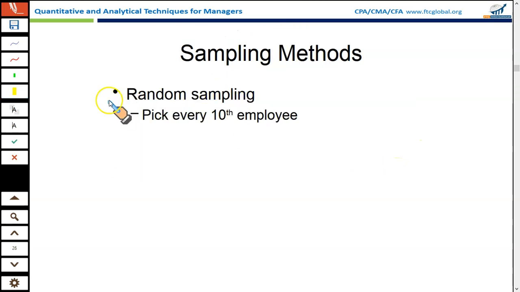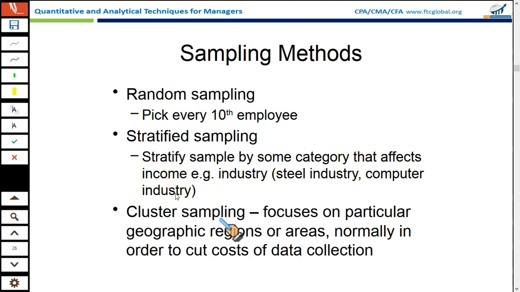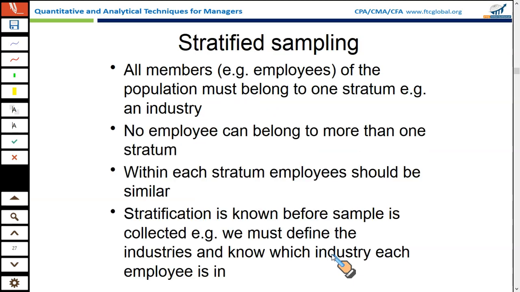Let us discuss. The first sampling method is random sampling, which means picking every 10th employee that you come across. Second, we have stratified sampling, which means stratifying the sample by some category, like industry, steel industry, computer industry, a category that affects income. Third is cluster sampling, which focuses on particular geographic regions or areas we call clusters, normally in order to cut the cost of data collection, because it involves a lot of cost when you're collecting data for your statistical analysis.